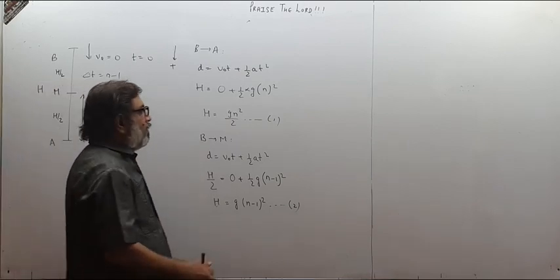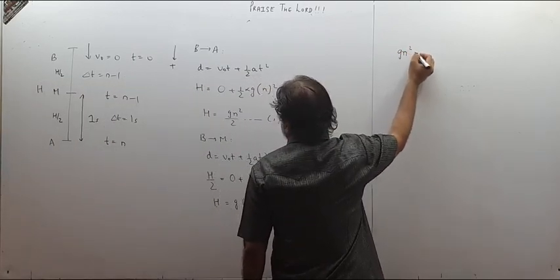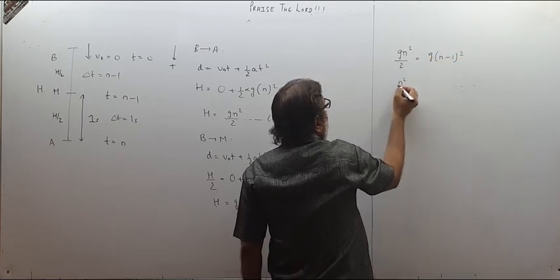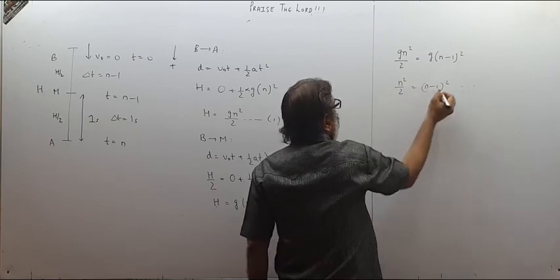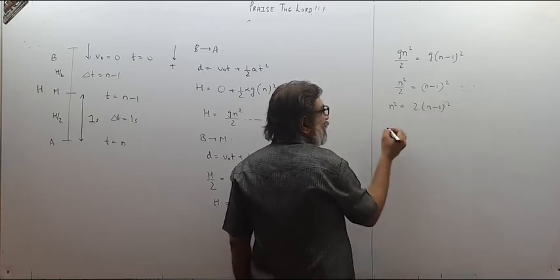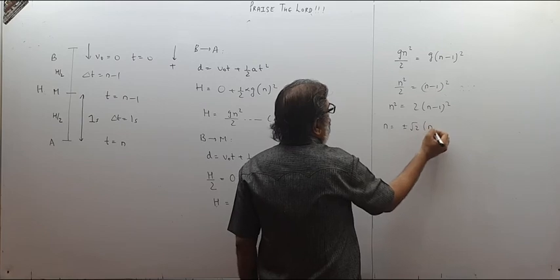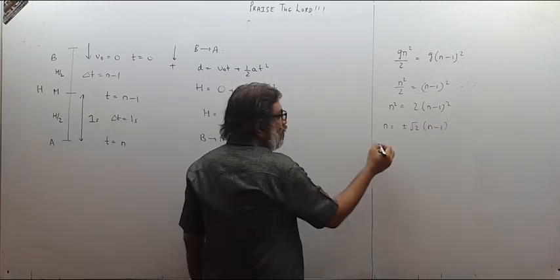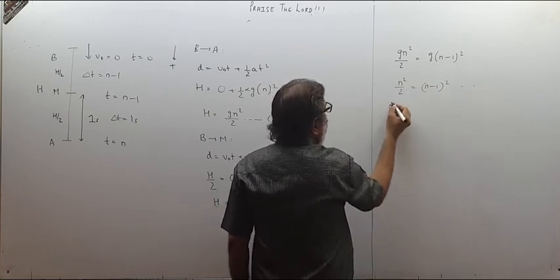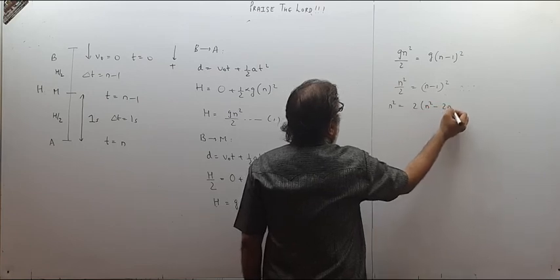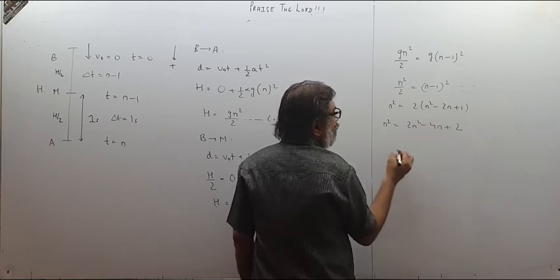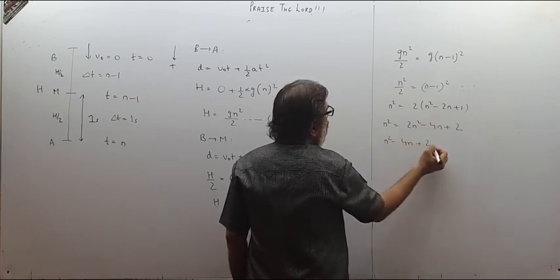Equating both equation 1 and 2, what do I get? G n square upon 2 is equal to g into n minus 1 whole square. G and g cancel. N square upon 2 becomes n minus 1 whole square. So n square is equal to 2 into n minus 1 whole square. Take the square root, n will become plus minus root 2 into n minus 1. Or, to simplify, n square is equal to 2 into n square minus 2n plus 1. So n square becomes 2n square minus 4n plus 2. So n square minus 4n plus 2 is 0.